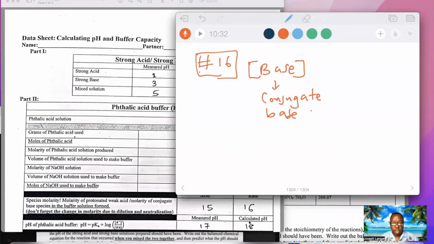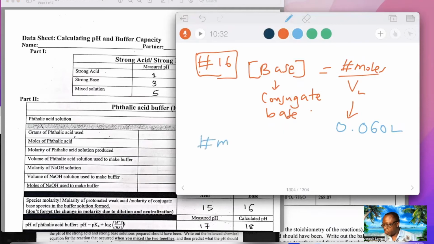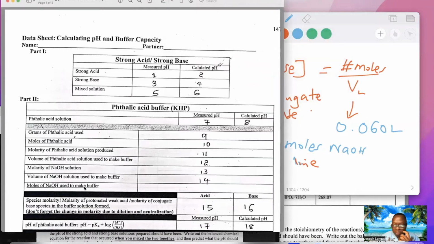Conjugate base, number 16 here, which is basically number of moles over volume in liters, and at this point the volume is 0.060 liters. So 20 plus 40. Number of moles is equal to the number of moles of NaOH, which is in line 1. This is line, I meant to say line what? Right here, number of moles of NaOH.